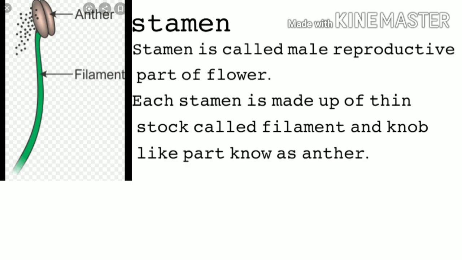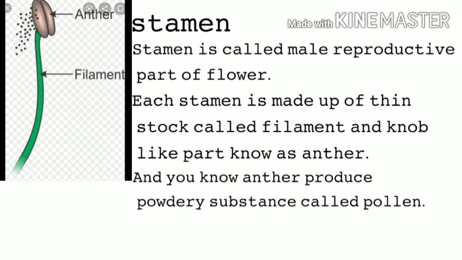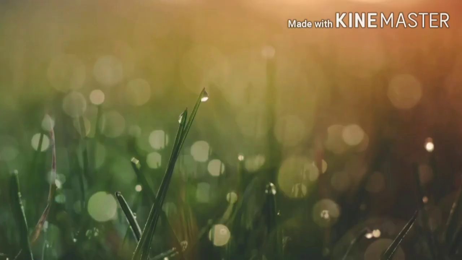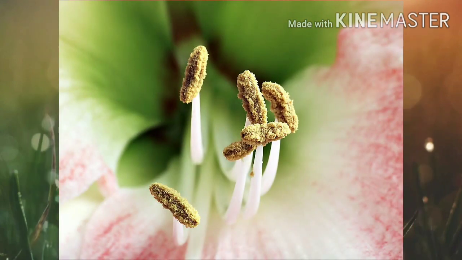First, it is the stamen. Stamen is called the male reproductive part of the flower. Each stamen is made up of a thin stalk called filament and a knob-like part at the top of the filament, which is called anther. And you know anther produces a powdery substance called pollen. So we see stamen is a male reproductive part and it consists of anther and a filament.